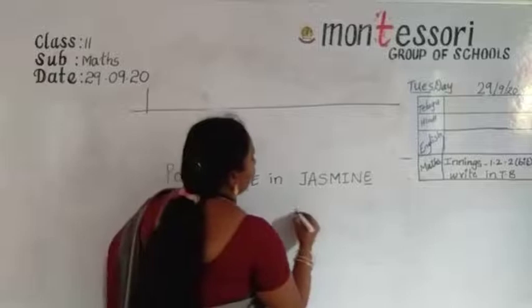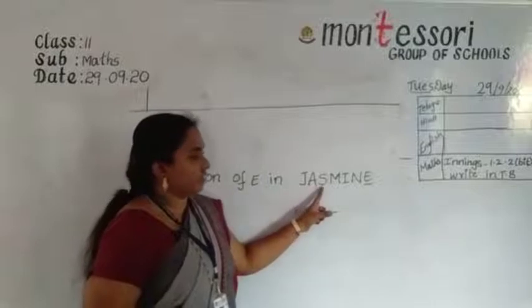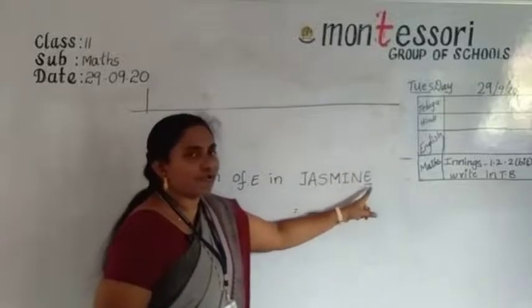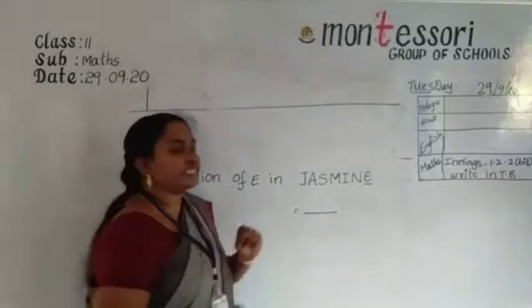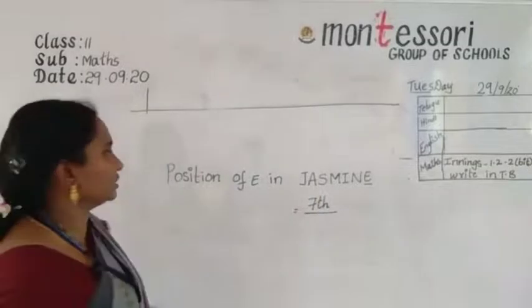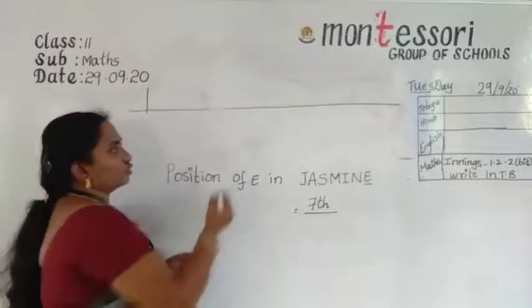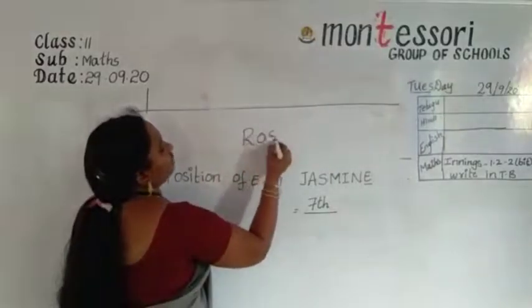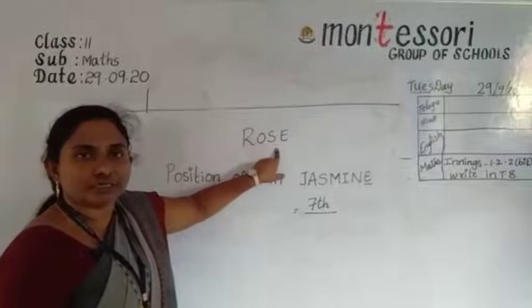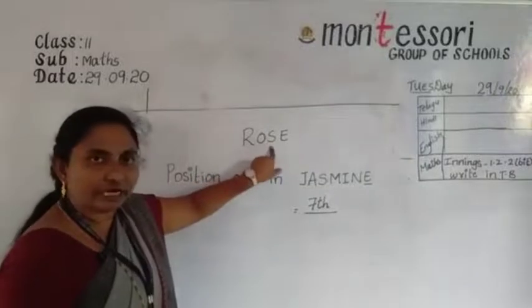Now I can find out. J in first position, first, second, third, fourth, fifth, sixth, seventh. What is the position of E? Seventh. Understood all of you? Likewise, you take any word and you can write any letter. For example, take rose. What is the position of S in rose? Third.